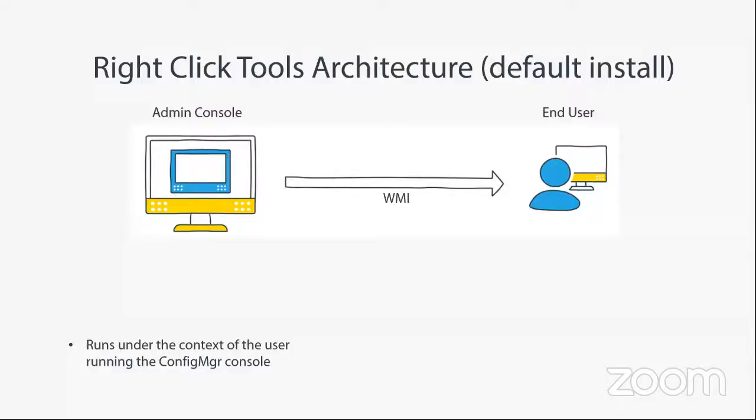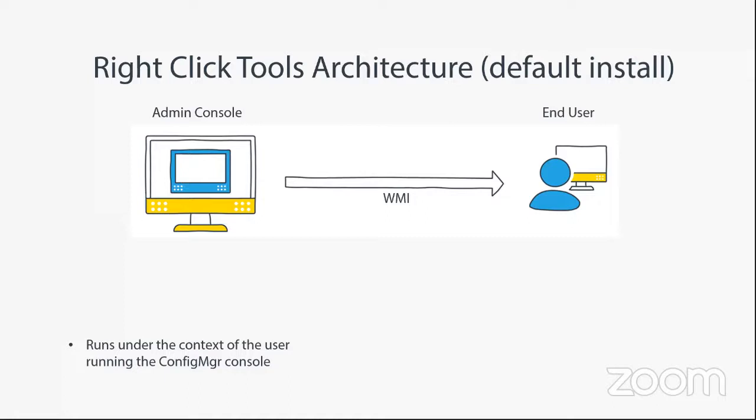So in order to understand the right-click tools and how Recast Management Server and some of these enterprise-ready features make them better, it's important to understand how the right-click tools behave in a default install, right? How do they behave without Recast Management Server?